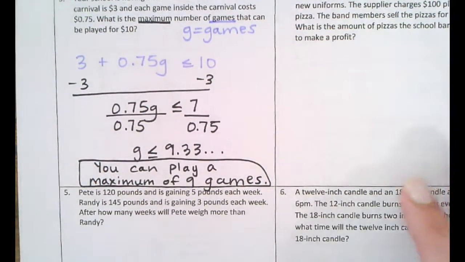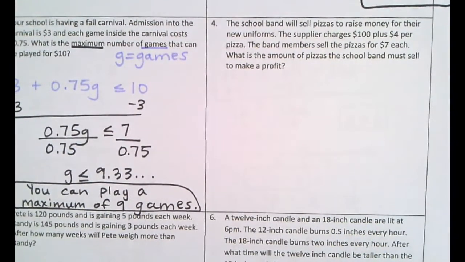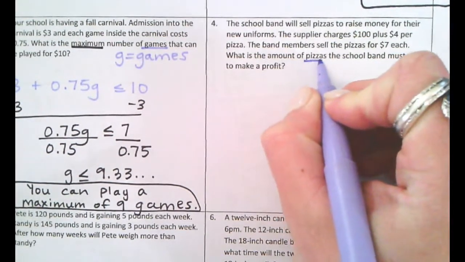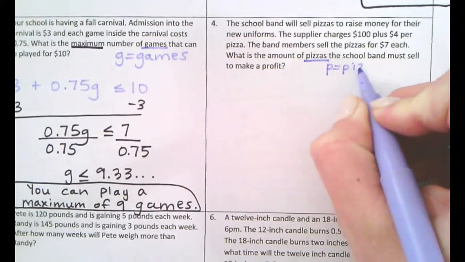Okay, the next one says, a school band will sell pizzas to raise money for their new uniforms. The supplier charges $100 plus $4 per pizza. The band members sell the pizzas for $7 each. What is the amount of pizzas the school band must sell to make a profit? All right, so our unknown is the number of pizzas that I'm going to set to be P.